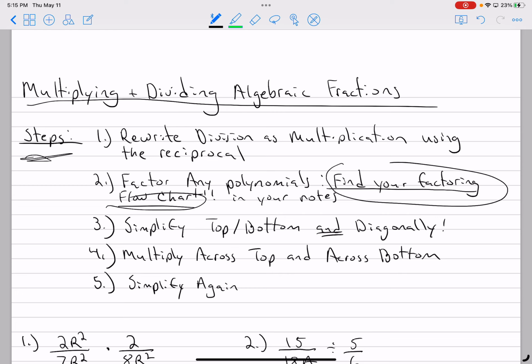Find that thing. It's a chart. It looks like this. And then it says 2 terms, 3 terms, 4 terms. Find that thing.